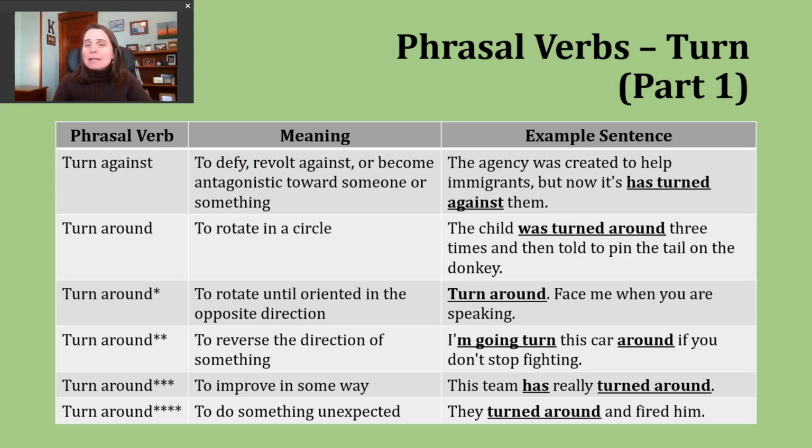An example of this might be: the agency was created to help immigrants, but now it has turned against them. This particular sentence has been used in a recent newspaper story about the United States Citizenship and Immigration Service, or USCIS, and is now talking about how it's becoming antagonistic toward immigrants instead of helping immigrants.